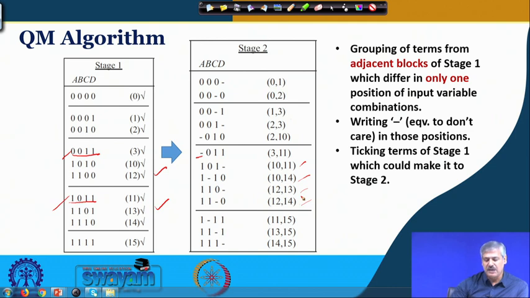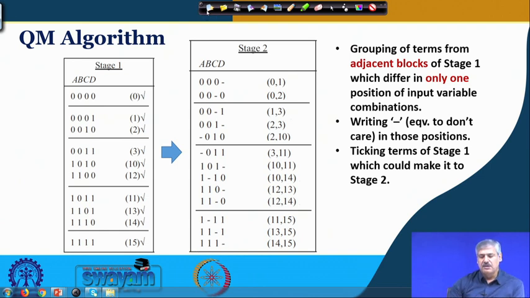Okay. Similarly, for combining these two blocks of stage 1, where only one position is differing, we have 11 15, 13 15, 14 15. These are the combinations formed, and accordingly their representation is mentioned here.